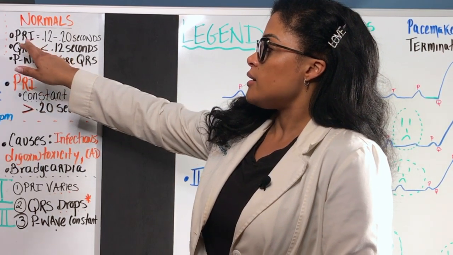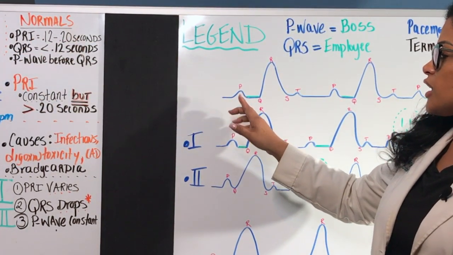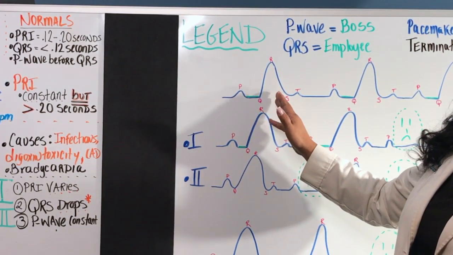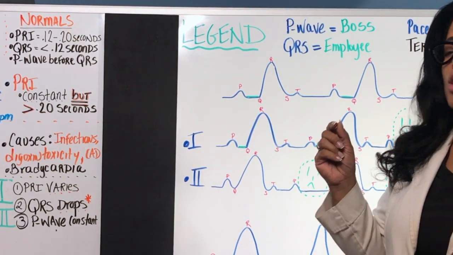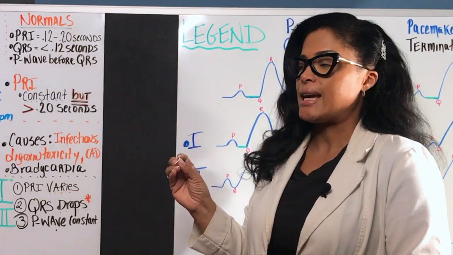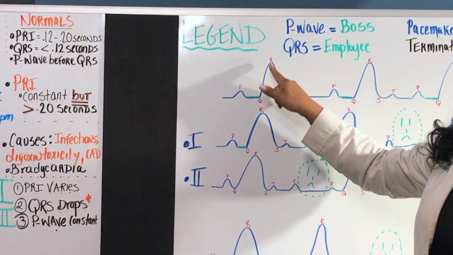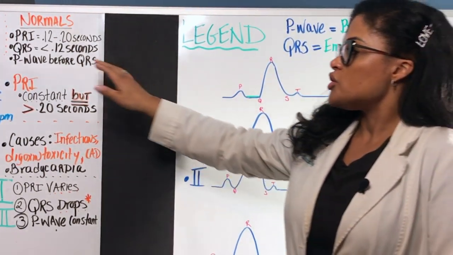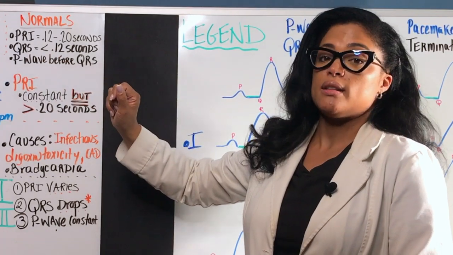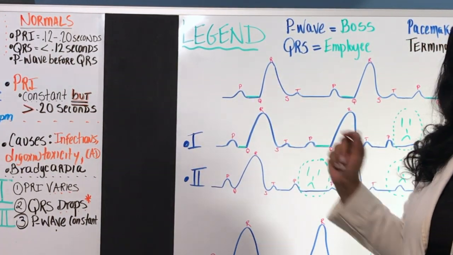So when you're looking at here, you have the PR interval. And if you look at this picture, that's talking about the P to the R wave. That interval is supposed to always be between 0.12 to 0.20 seconds. Then we have the QRS interval, which is the QRS. The normal should be under 0.12 seconds. And there should always be a P wave before the QRS complex.